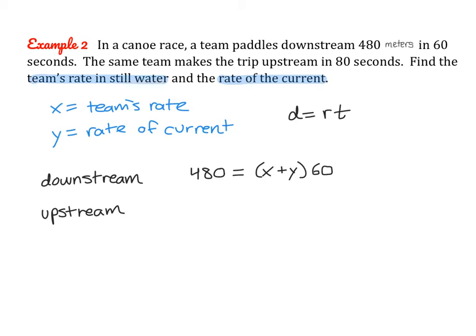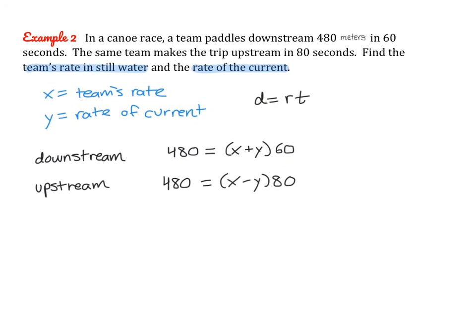And now we can do the same thing for an upstream equation. So it says that they make the same trip upstream, so implying that it's the same distance. So 480 again here. But this time their rate is slower because, again, they're going upstream. So their overall rate is going to be the rate of the team paddling. And then they're working against the current, so it's going to be minus y. And this time the time is 80 because it takes them 80 seconds.